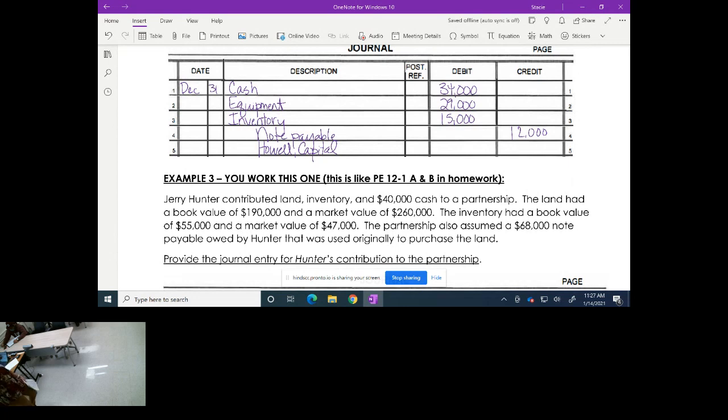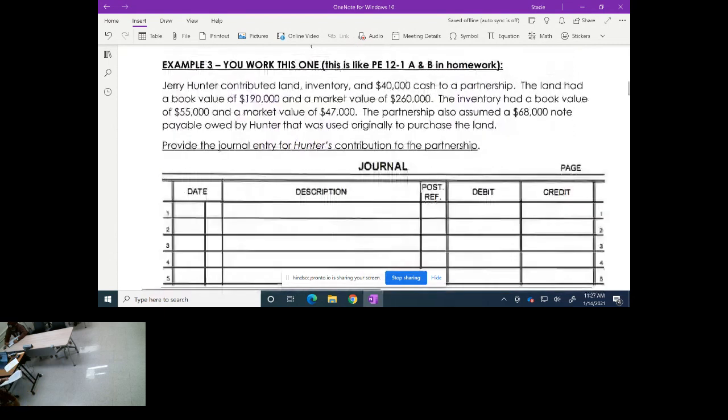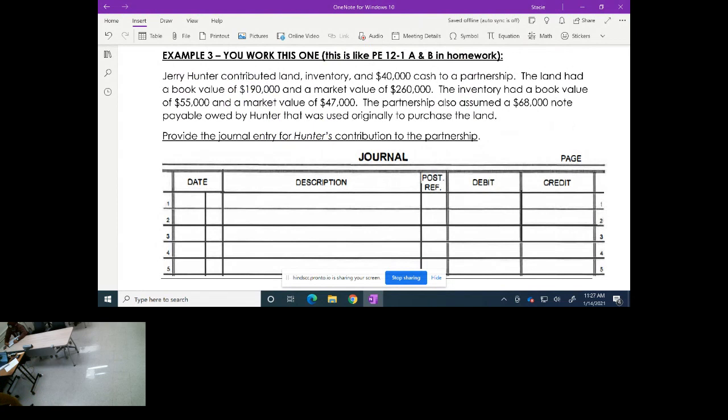So you're just taking the assets, subtract the liability, and the difference is going to be her contribution. 66,000. Okay, y'all look at example 3 and see if it makes sense to you. Work that one real quick. Shouldn't take you 2 seconds. There's no basis.